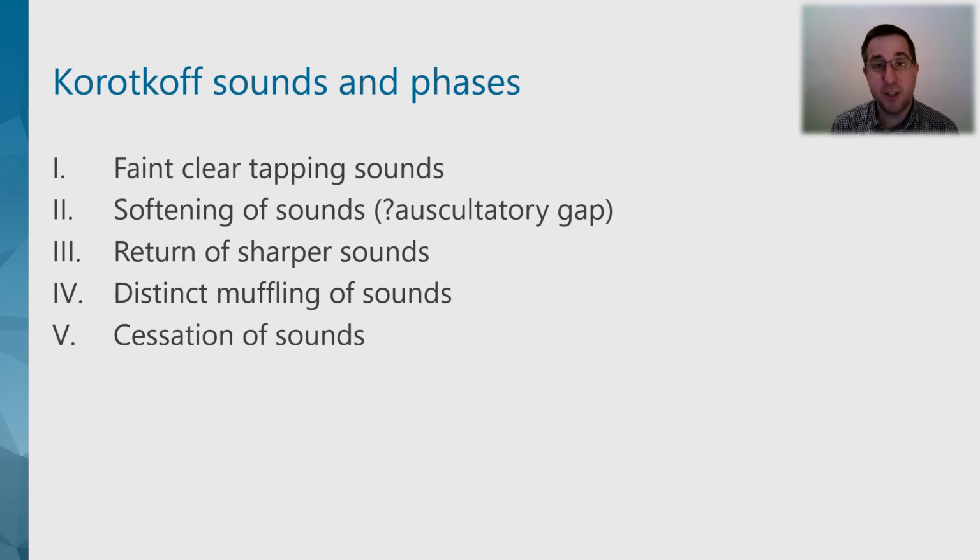The Korotkov sounds have been defined so that they start faint, and then it can soften, possibly creating this gap, and then it returns with a sharper sound, and then a distinct muffling, and then it stops. So those are the phases of the Korotkov sounds that you listen for when taking a blood pressure. And just to reiterate, it's when the first sound starts and when the final sound occurs and it finishes that you take the two readings. That's the systolic over the diastolic blood pressure.